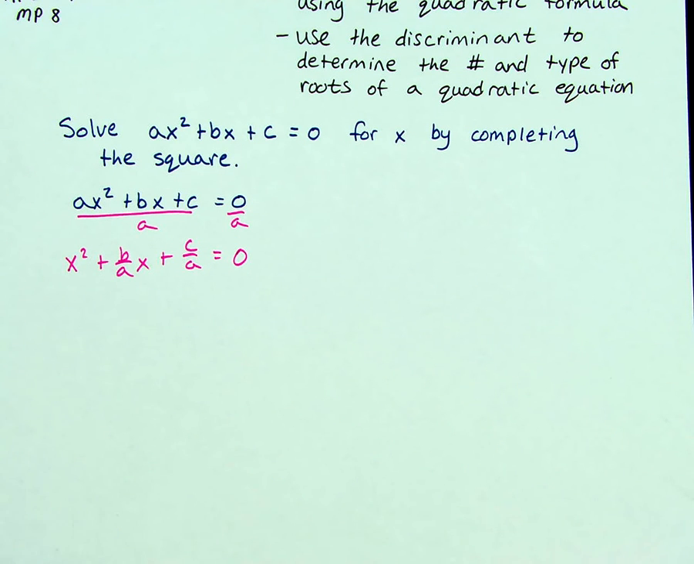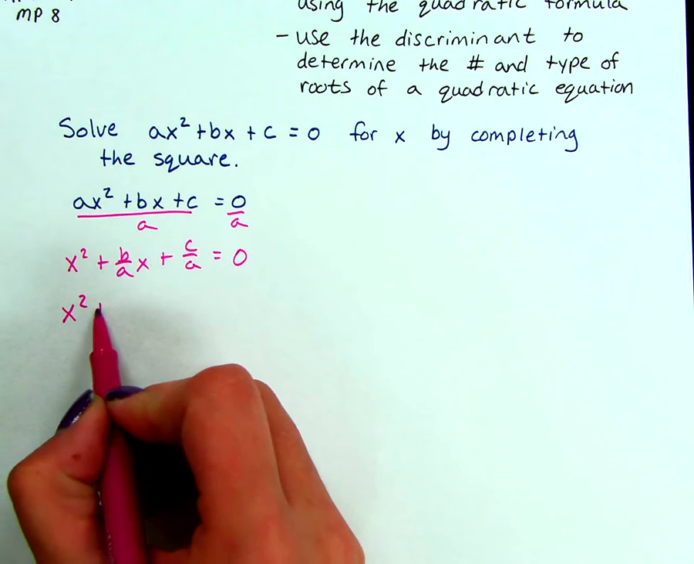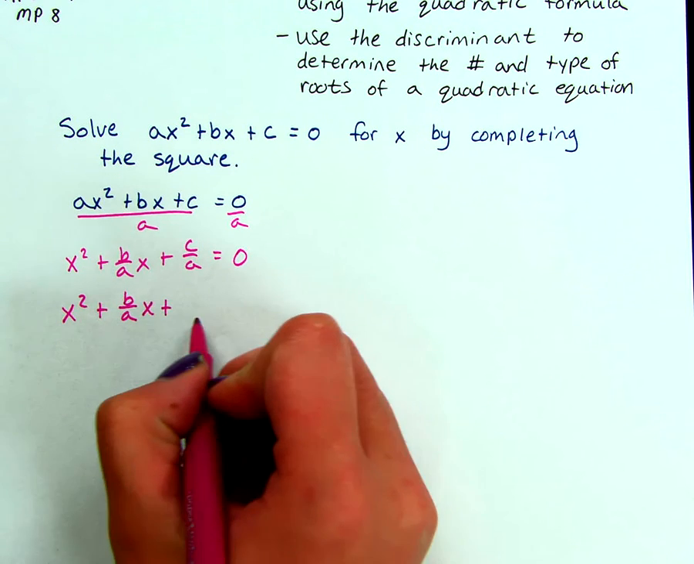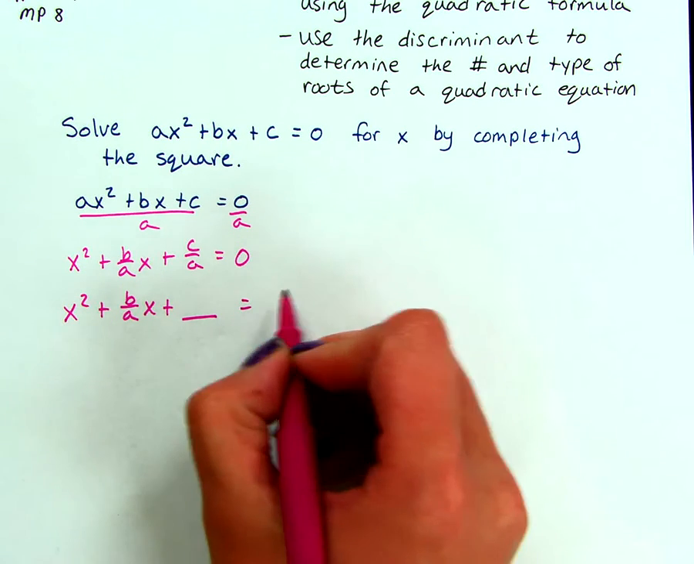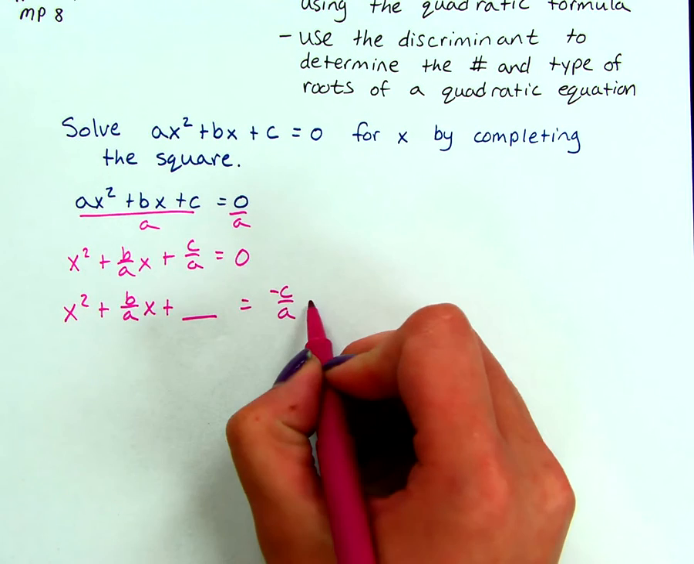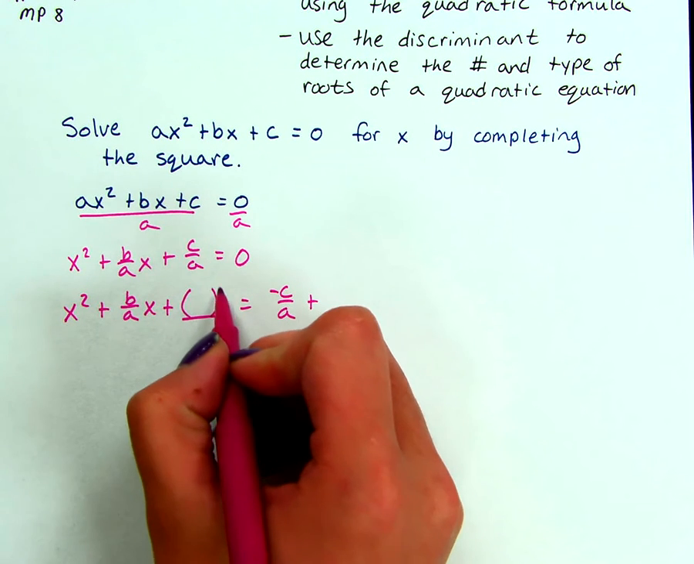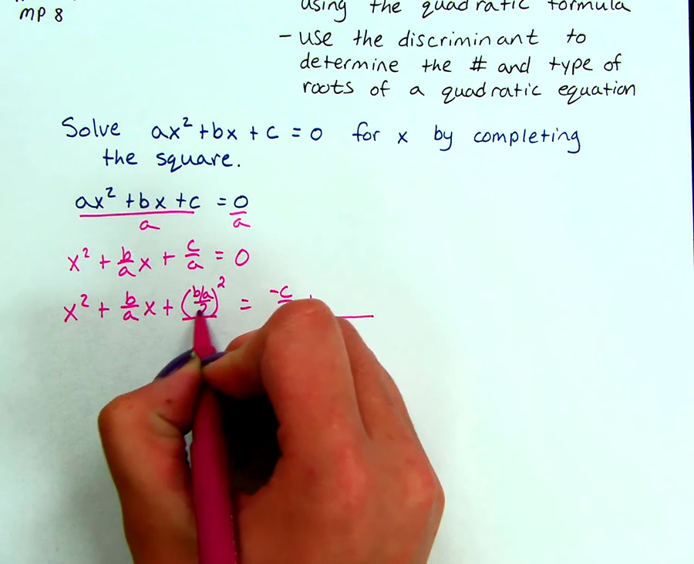Now c over a again is just a number, so I'm going to move it over to the other side, and then I'm going to leave room to complete the square. So we have x squared plus b divided by a, x, plus, leave room to complete the square, equals negative c over a, and then plus our completed the square on this side. So again, it's our middle term divided by 2 squared. So that means that we would have b divided by a divided by 2.